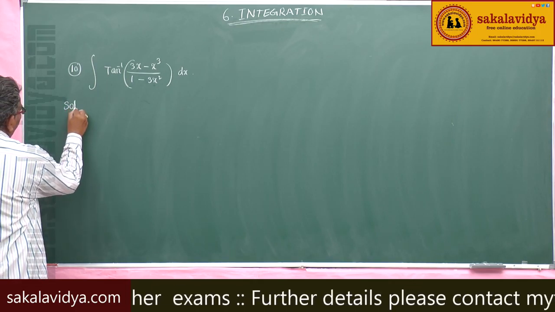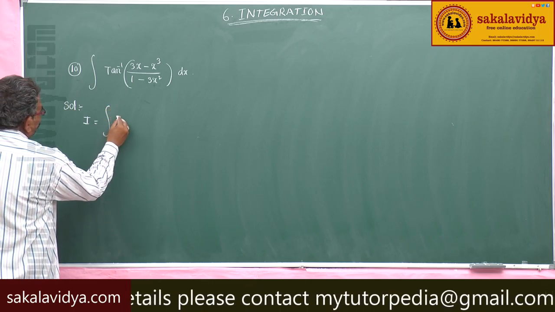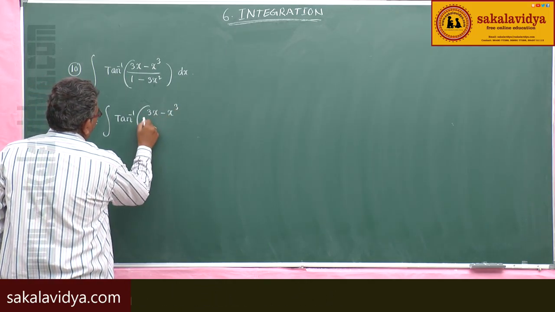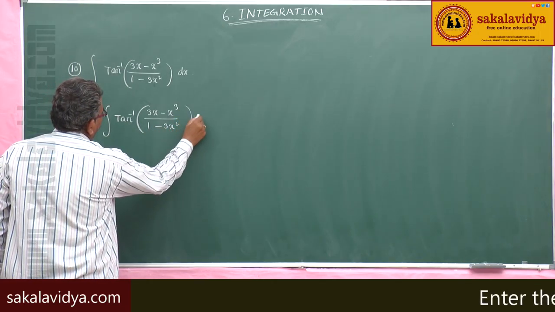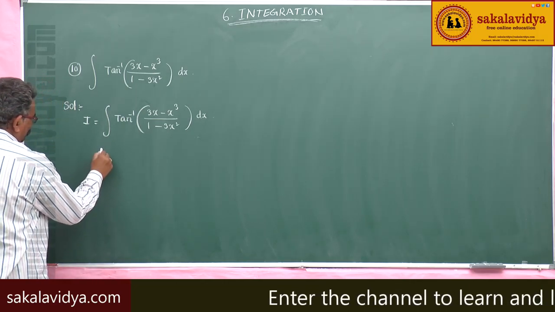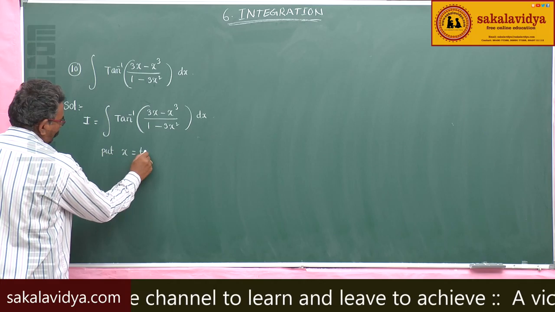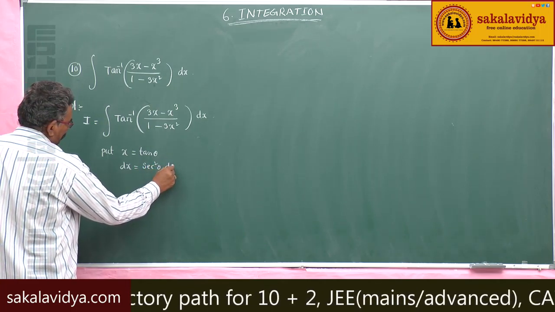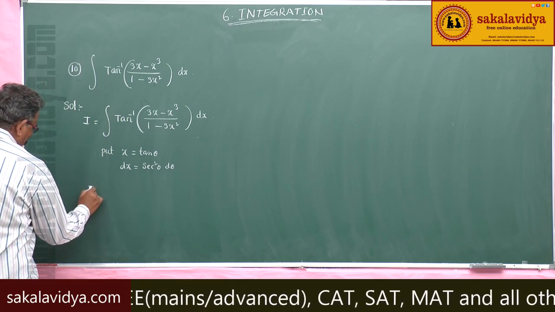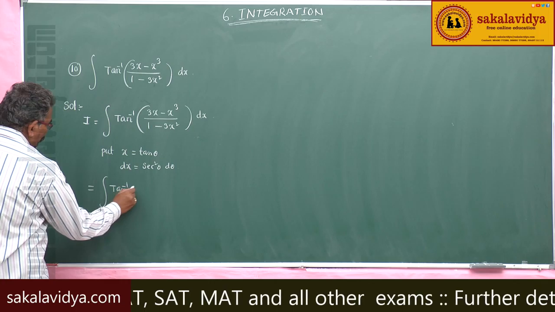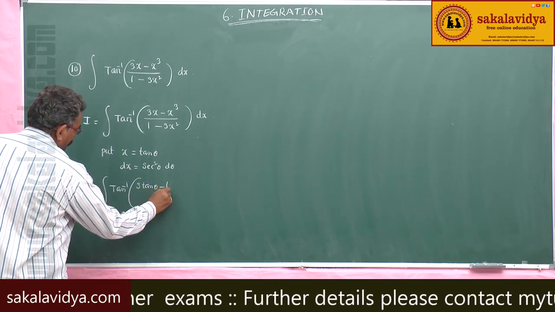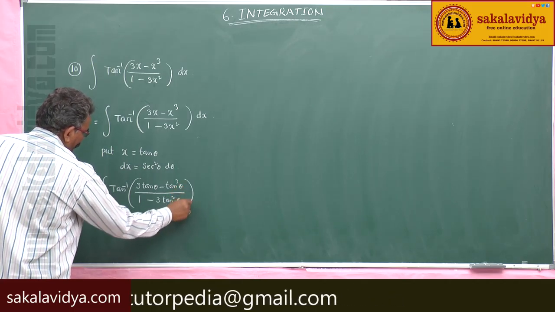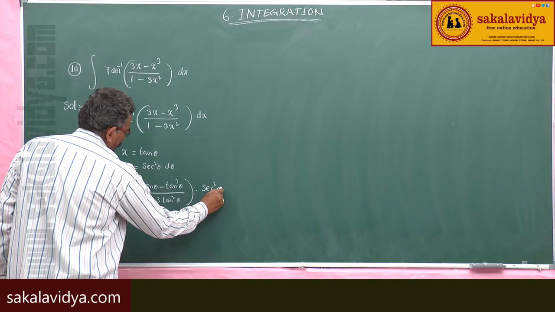So now let us proceed. I equals integral tan inverse of (3x minus x cube) by (1 minus 3x square) dx. Now put x is equal to tan theta. Now dx by d theta is secant square theta, so dx is secant square theta d theta. So the integral becomes tan inverse of (3 tan theta minus tan cube theta) by (1 minus 3 tan square theta), and dx is secant square theta d theta.